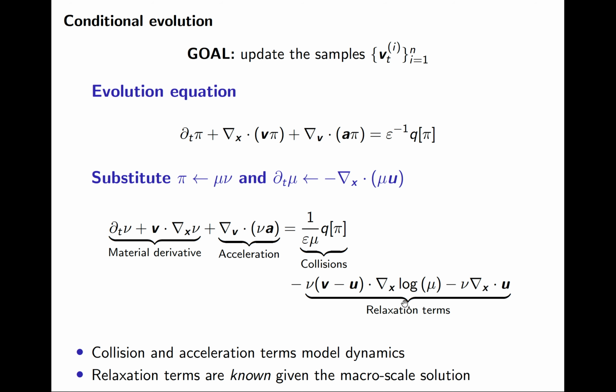And given the solution to the conservation equation, this is a known function. So u and mu, so the expected velocity and the mass density, are known. They're given by the conservation equations. And then this just becomes a linear source term with respect to the velocity coordinate.